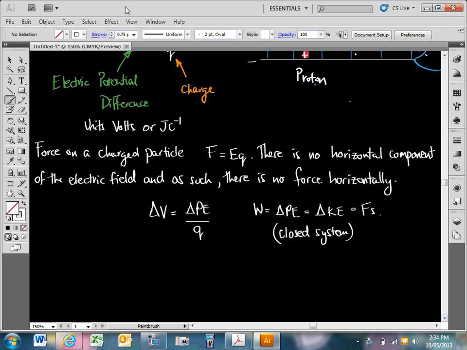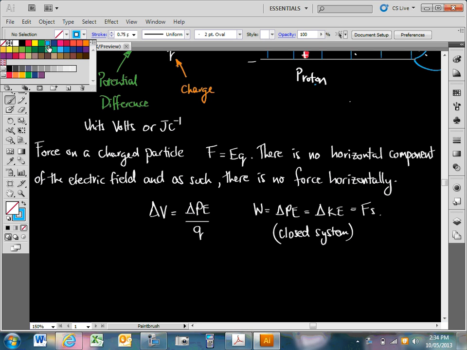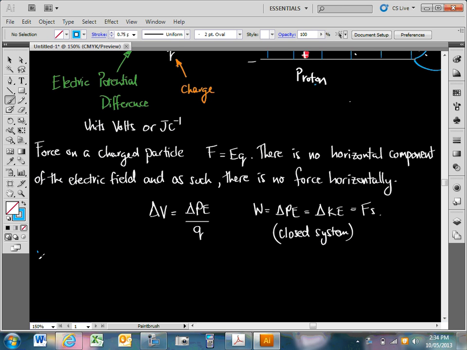Okay, electric potential energy. This is different to electric potential. I think I have a definition here. Yes, I do.